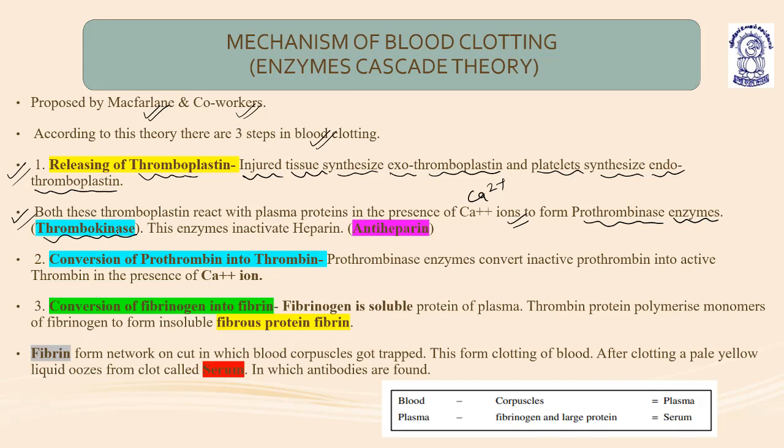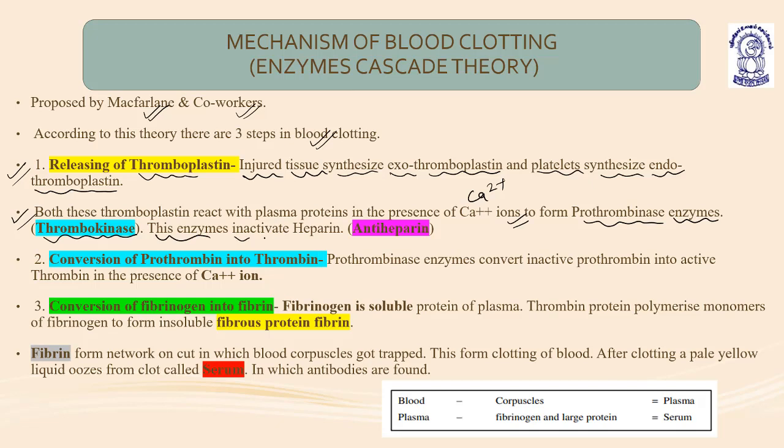Prothrombinase enzyme or thrombokinase. So please remember that thromboplastin is released by the injured tissue as well as from the platelets. The injured tissues release exothromboplastin, and the platelets release endothromboplastin. The endothromboplastin combines with the exothromboplastin in the presence of Ca2+ ions to form prothrombinase enzyme or thrombokinase. Understood? This thrombokinase is basically formed by exo and endothromboplastin.